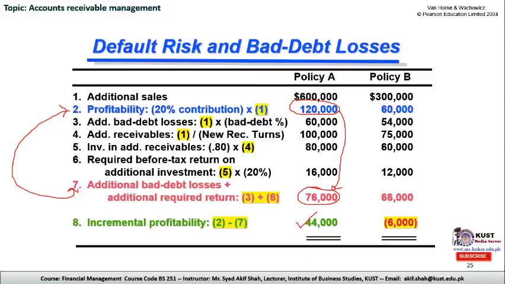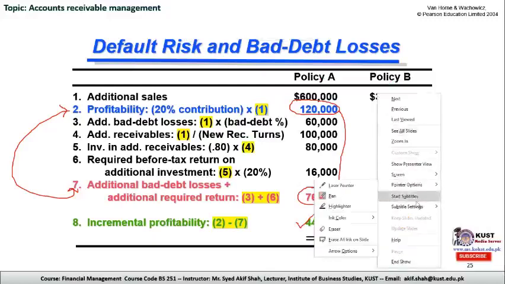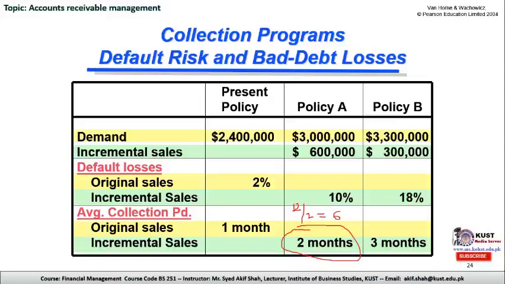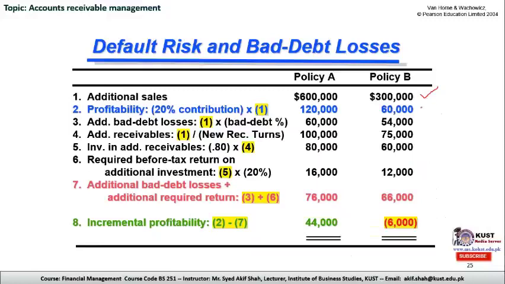But hold on for a while, because we have to check out policy B, which is that the company is going to relax its collection period to 3 months or 90 days. So the additional incremental sale was $300,000. The bad debt losses were 18% of this incremental sale. The value is $60,000.